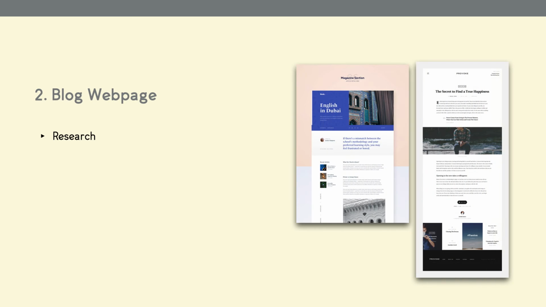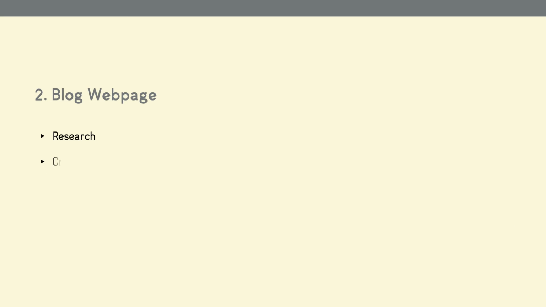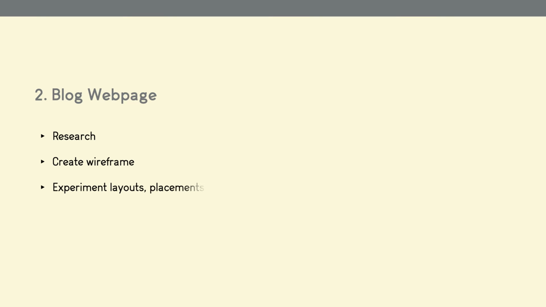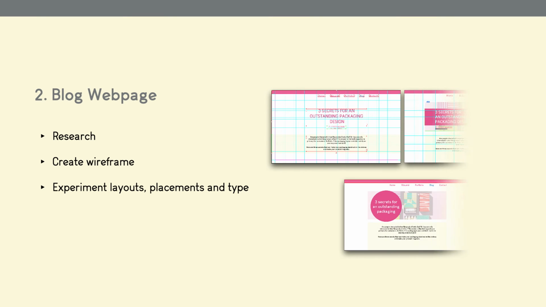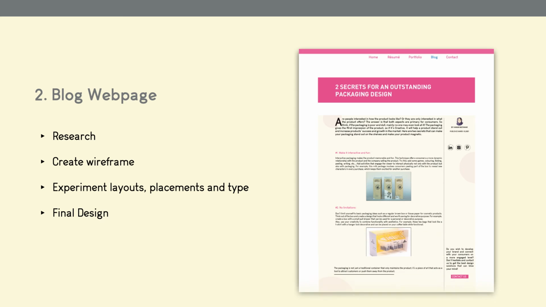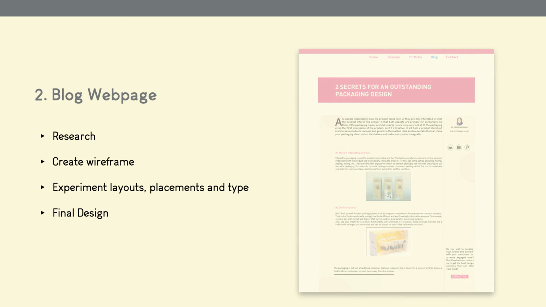The second task was to design a blog webpage. I started to research different webpage examples. After researching, I created various wireframe layouts. Then I started to experiment with different placement, colors, and type. Going through various designs, here comes my final result, which combines simplicity, hierarchy, and legibility.